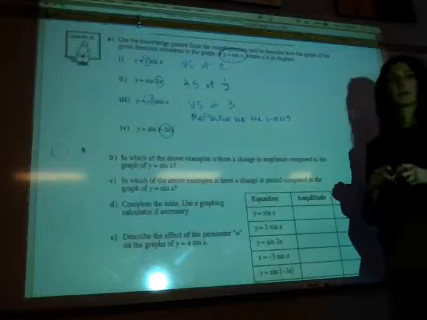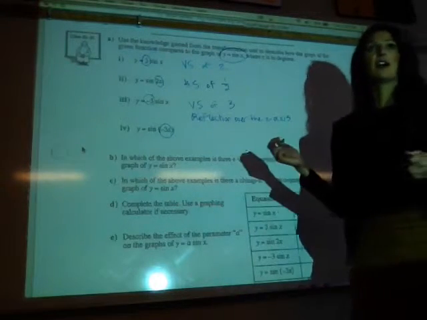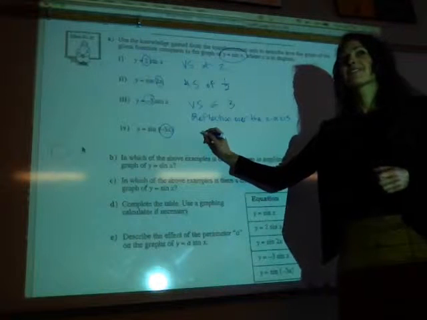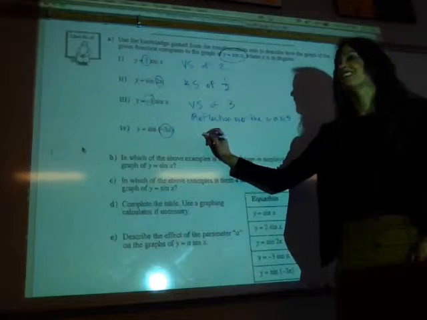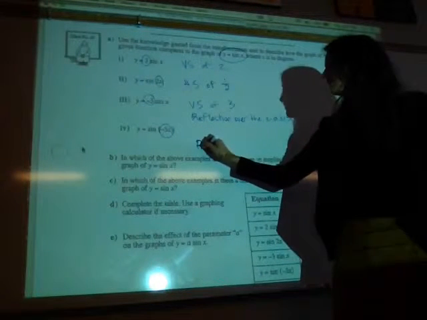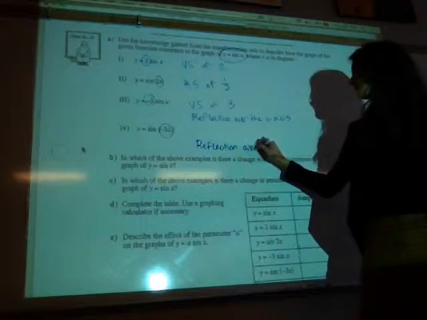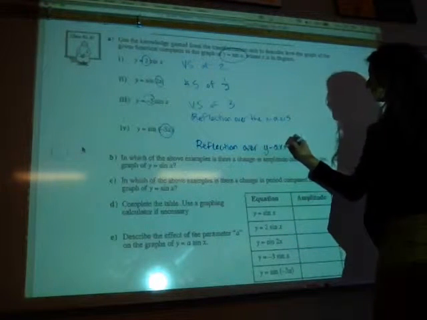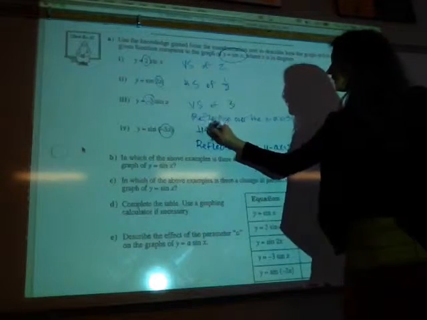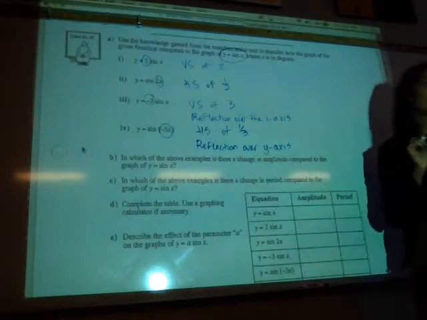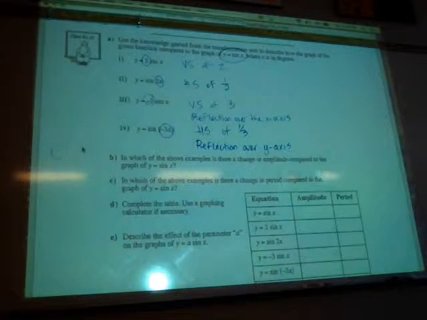So let's just talk about the stretch factor to start. Emily, can you help me out with this one? Okay, we have a reflection over the y-axis. Perfect. And a horizontal stretch of the reciprocal 1/3. Perfect. Unit 2 went well then.